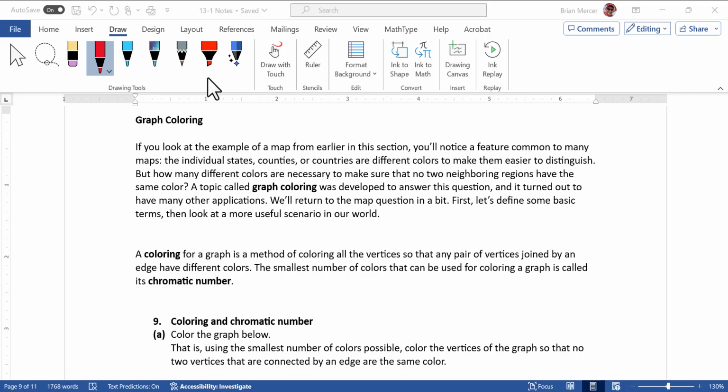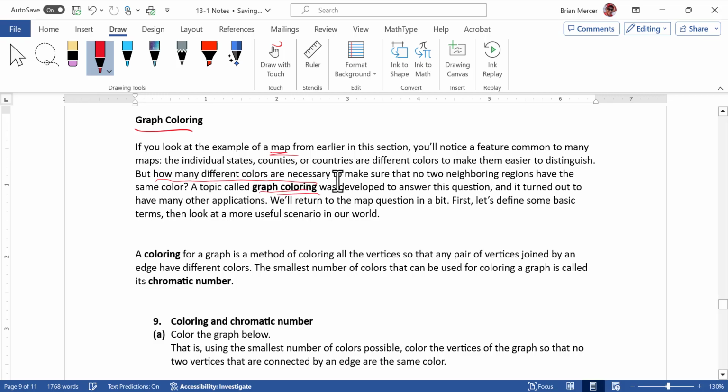So the next topic we're looking at is called graph coloring. If you look at one of the map problems that we saw earlier in this section, you'll see something common in a lot of maps: the individual states or counties or countries will be different colors to make them easier to distinguish, to tell where the boundary lines are. But an interesting question is, how many different colors are necessary to make sure that no two neighboring regions have the same color?